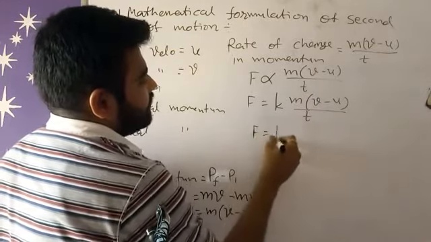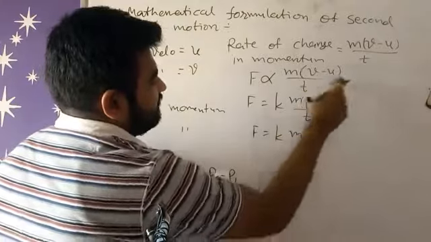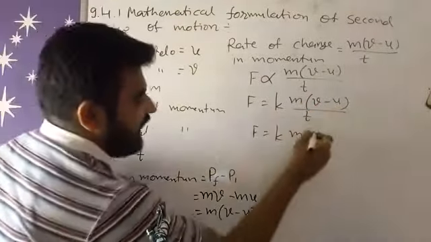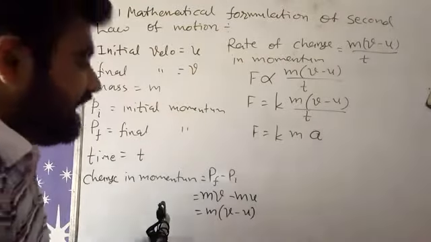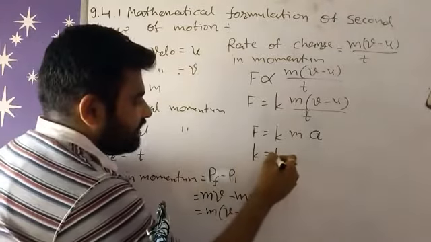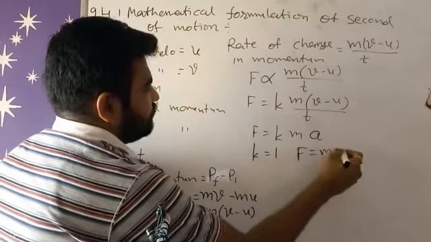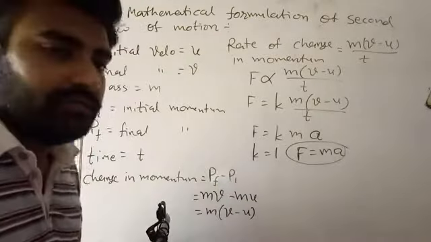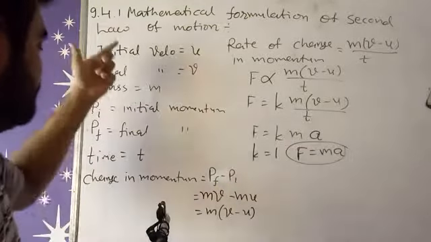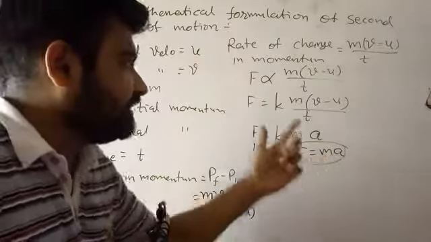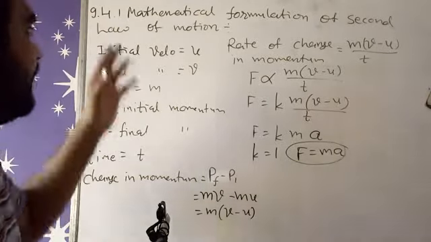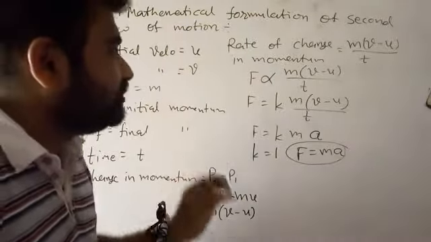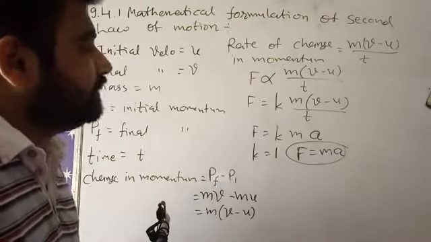Now (v minus u) upon t is nothing but the change in velocity with respect to time, and that is called acceleration. By experimental value k is 1, so F equals m into a. This is the result of the second law of motion. We started from the change in momentum, and this is the result. So the second law of motion just denotes that force is nothing but the rate of change of momentum.